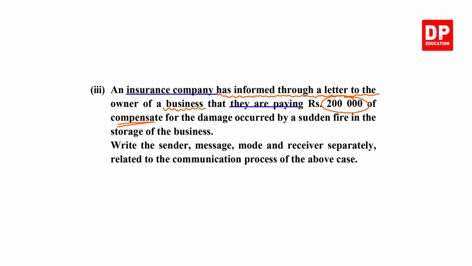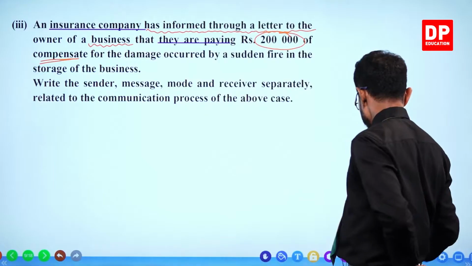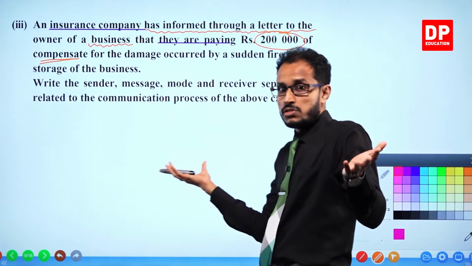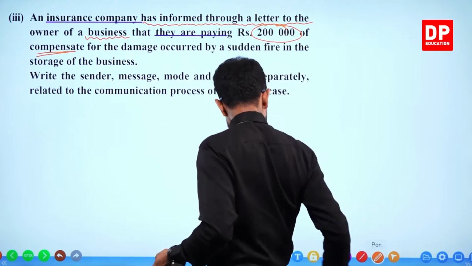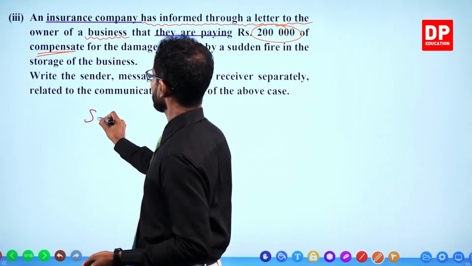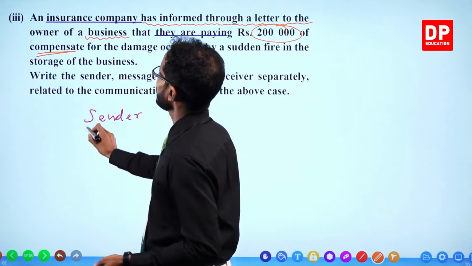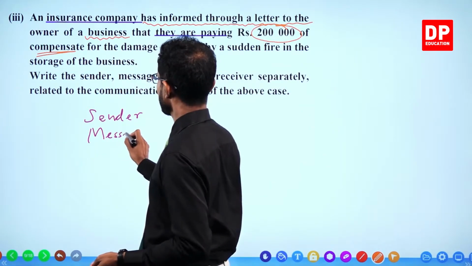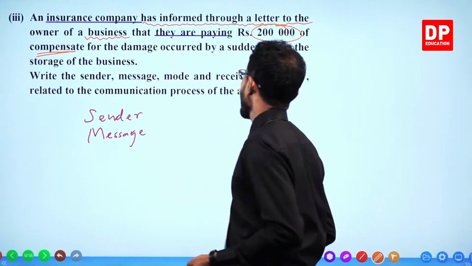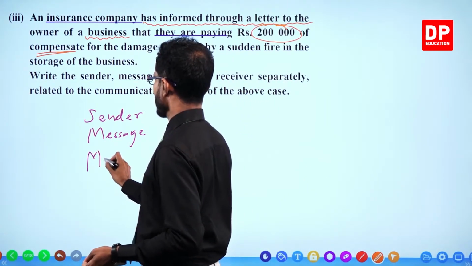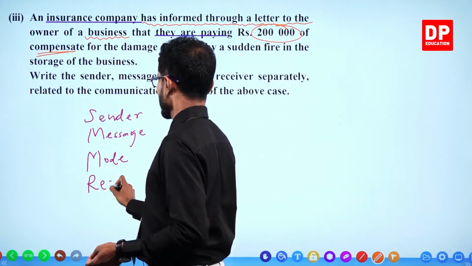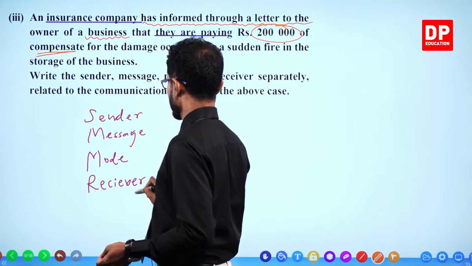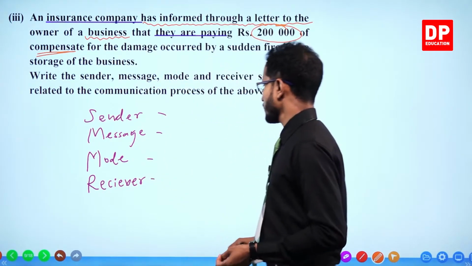Children, write the sender, message, mode and receiver separately related to the communication process. Oh, okay. They are not asking about insurance, they are asking about communication. What do we have to write? We have to write sender, message, mode, receiver. Sender, message, mode and receiver. Now we'll write.